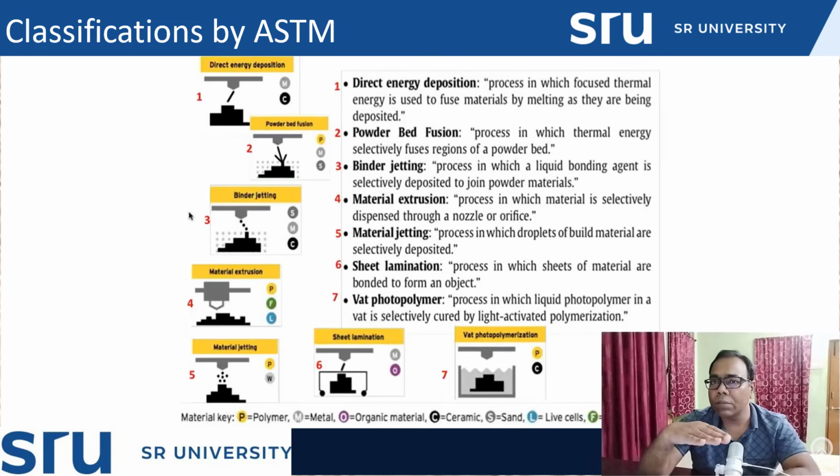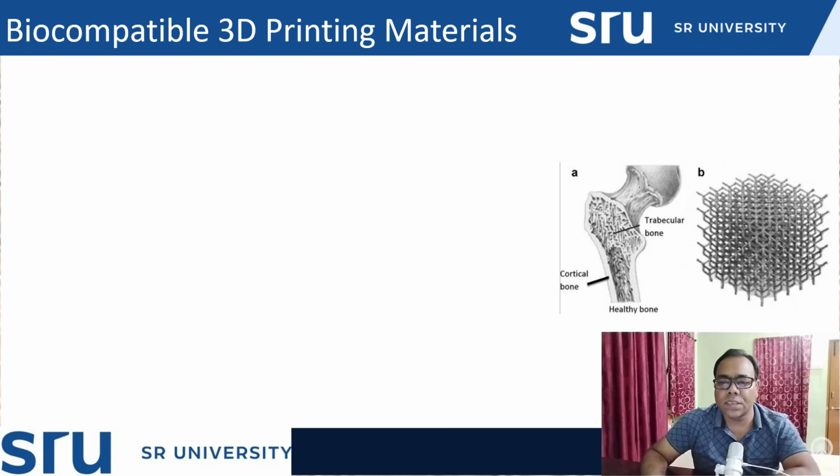So one layer will be solidified. In this way another fresh liquid will come, and then light will be passing over the area in which scanning is required. Only in those areas will the printing, or solidification, take place. So this is the classification which is given by the ASTM.